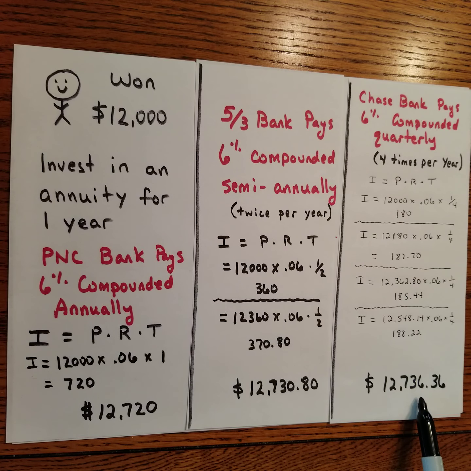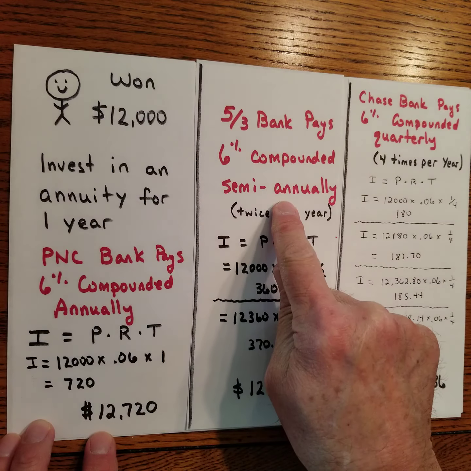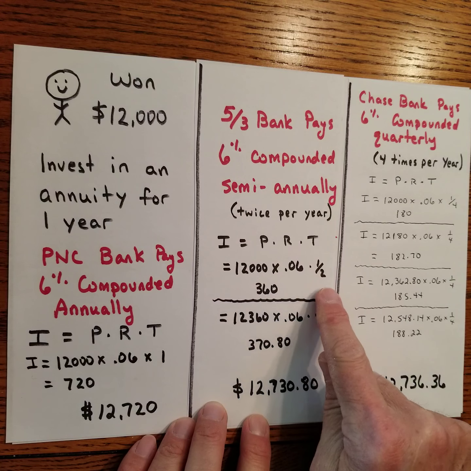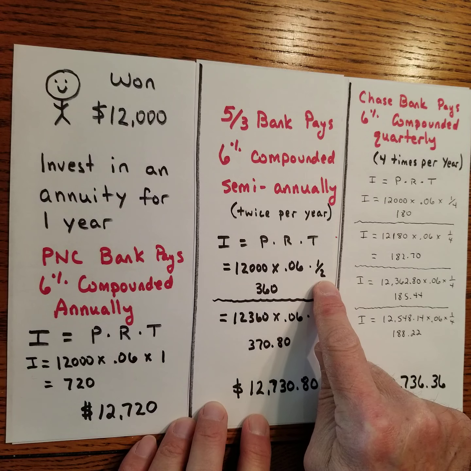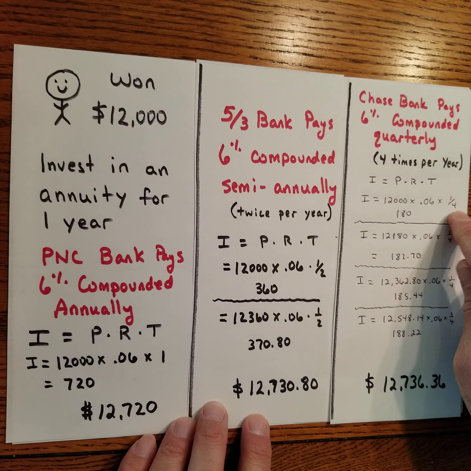Well, Chase Bank, I make about $6 more in the year than I did at Fifth Third Bank. You don't make a lot more money, but you do make more money. And let's face it, more money is more money. Now, annually is one time a year. Semi-annually is twice a year. Look at the two there. Quarterly is 4 times a year. Look at the 4 there.